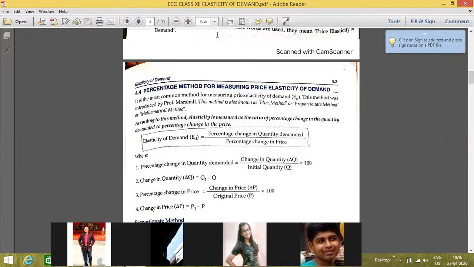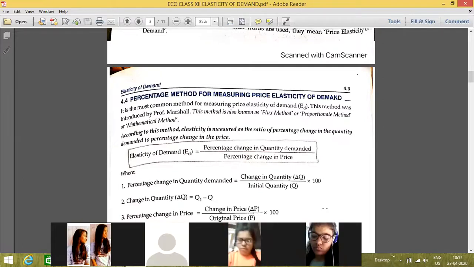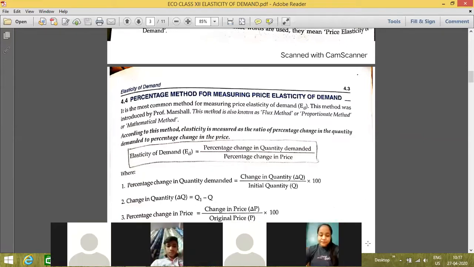One thing I have already told you, and that is the law of demand just tells us the qualitative relation. When price rises, demand falls. When price falls, demand rises. Elasticity of demand is something which tells us the magnitude of change. If price has fallen by 10%, the demand will increase by 20%, or by 10%, or by 30%. So ultimately, the elasticity of demand is a value which can be calculated.